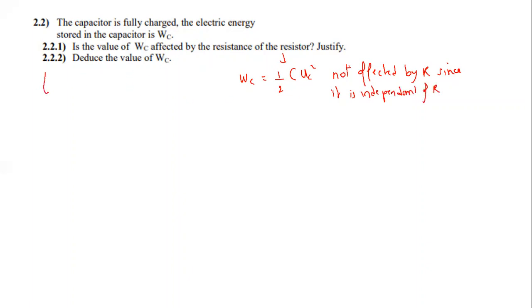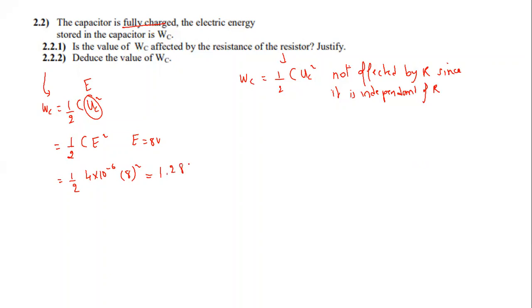Now, deduce the value of WC. So now we can find the value of WC by saying it equals half C UC square, but we are saying it's fully charged. This means UC is equal to E. So we get half C times E square, and E equals 8 volts, so it equals half times 4 times 10 to the power minus 6 times 8 square, and this will be the value of the energy. So it's 1.28 times 10 to the power minus 4 joules.